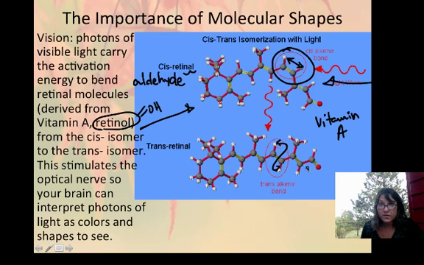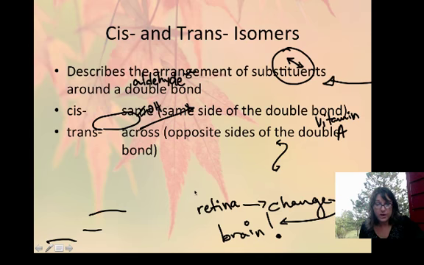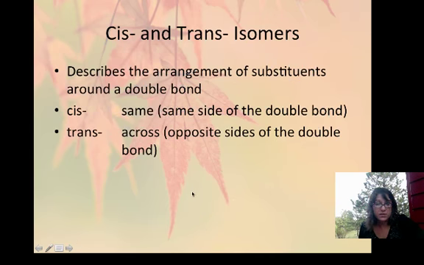So now they are a trans, and it changes the shape of the molecule so that on the retina of your eye, the light stimulates a change in the shape of the molecule, which sends a signal to your brain, and now you see something. Your brain gets the signal, hey, you're looking at something. We interpret the photons of light as colors and shapes that we know the names of and we can recognize. So these molecular shapes tend to be critical in your body. Your body processes things differently according to their different shapes.